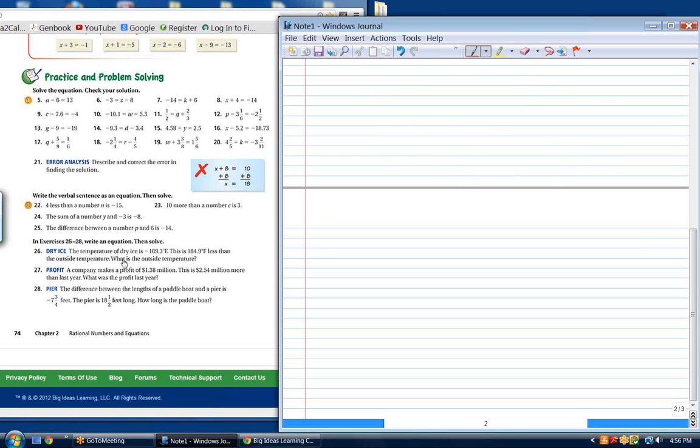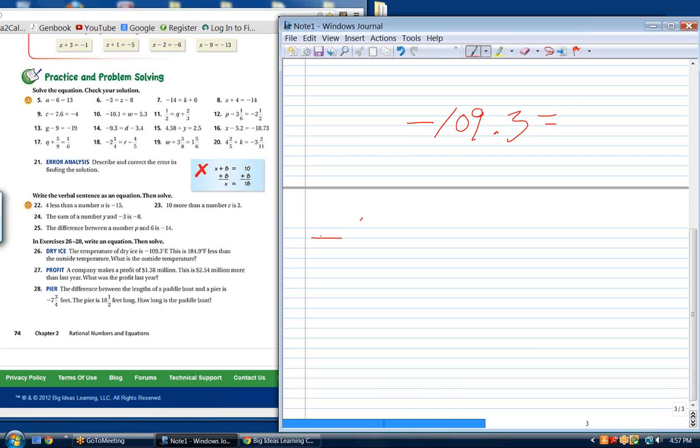Okay, how about 26? The temperature of dry ice is negative 109.3 degrees Fahrenheit. This is 184.9 degrees Fahrenheit less than the outside temperature. What is the outside temperature? Okay, so first of all, we need an equation. The temperature of dry ice, so that means the answer at the current moment would be x. Let's write this equation exactly as we see it.